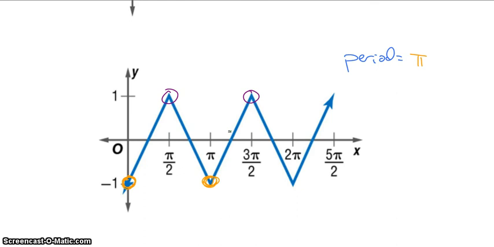So it doesn't matter where you start in your cycle, so long as you go back to a point that looks exactly like the point where you started at, you're able to determine how long that horizontal distance is, aka what the period of your function is.